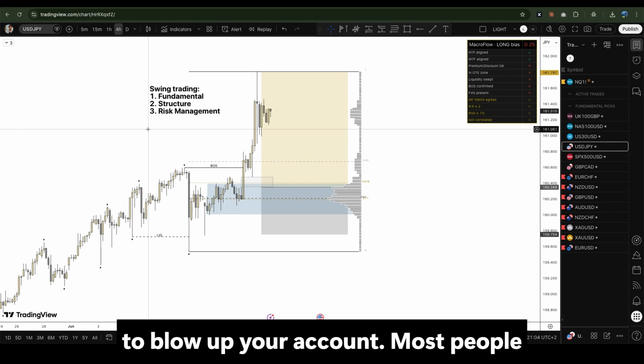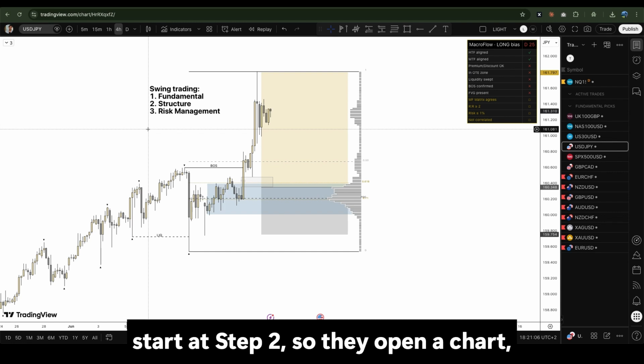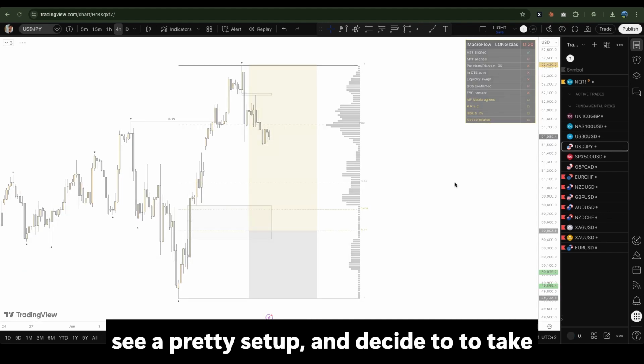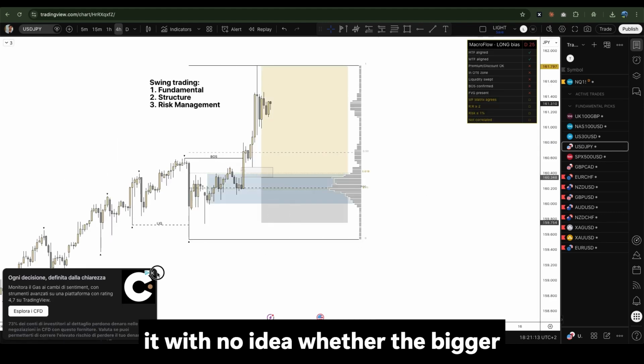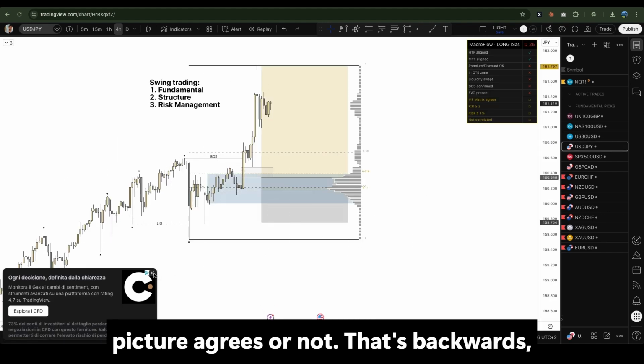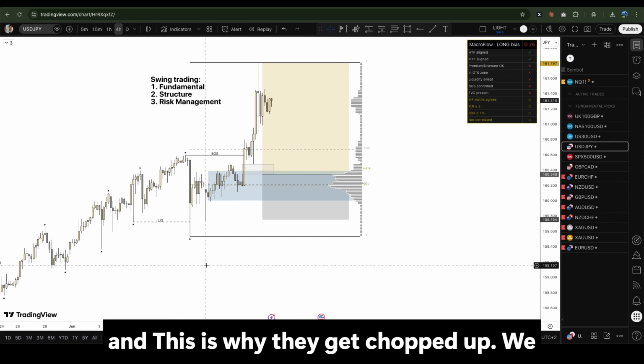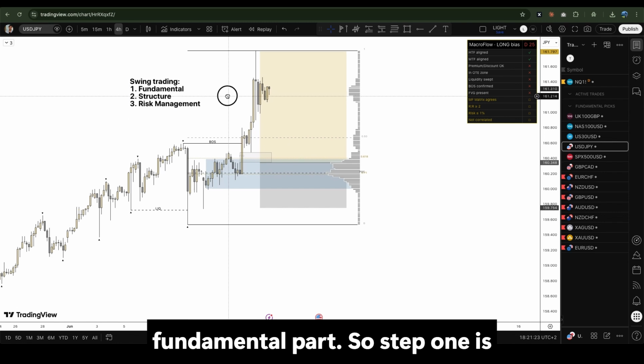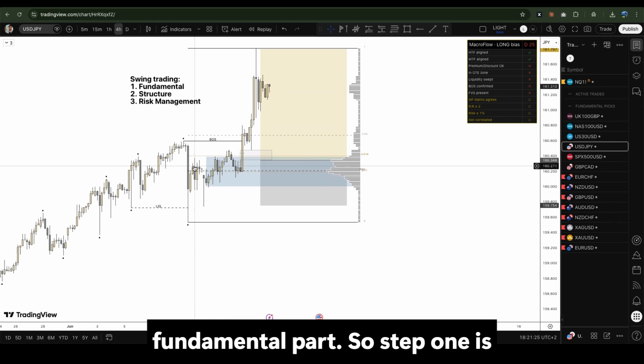Most people start at step 2. So they open a chart, see a pretty setup, and decide to take it with no idea whether the bigger picture agrees or not. That's backwards, and it's why they get chopped up. We start at the top, so we start at the fundamental part. So step 1 is direction.